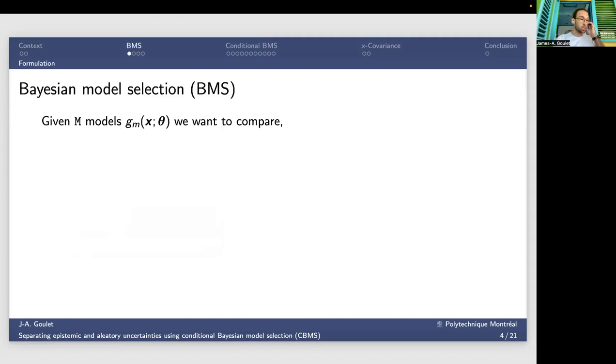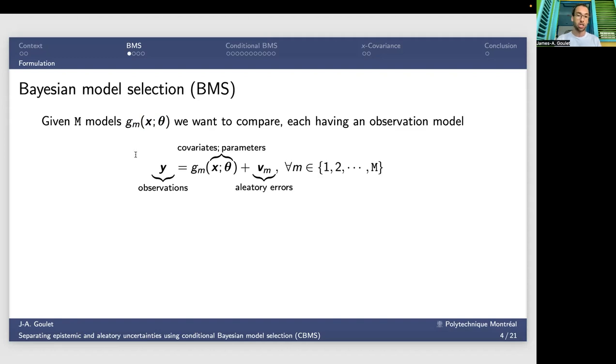So I'm going to start with Bayesian model selection. This is the classic approach we use when we want to compare models. Let's take the context where we have M models. G is my model, and the subscript M refers to the model index. All these models share the same input variables as well as sets of parameters. We want to compare these M models, where each of them is associated with an observation model that takes this form. Y's are the observations, G_M is my model, and V_M are aleatory errors. In this case, for now, we can assume homoscedastic aleatory errors, IID across all observations. And we have these observation models across M different models.